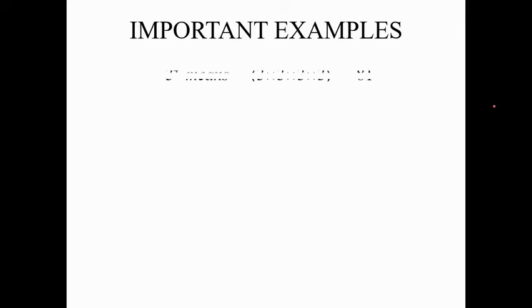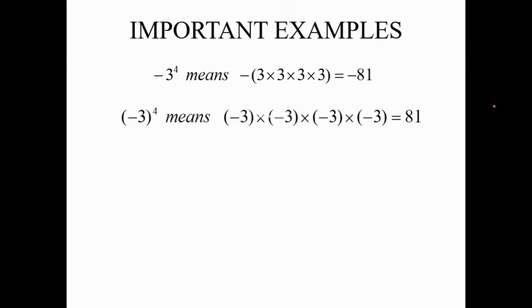Okay, here are some important examples. Notice the negative 3 to the 4th means that you have a negative, then in parentheses you are multiplying 3 by itself 4 times. So notice that the 81 is still a negative. However, if you have a parentheses with the exponent of 4, what it means is that we are multiplying a negative 3 times itself 4 times. Notice how the 81 is positive.